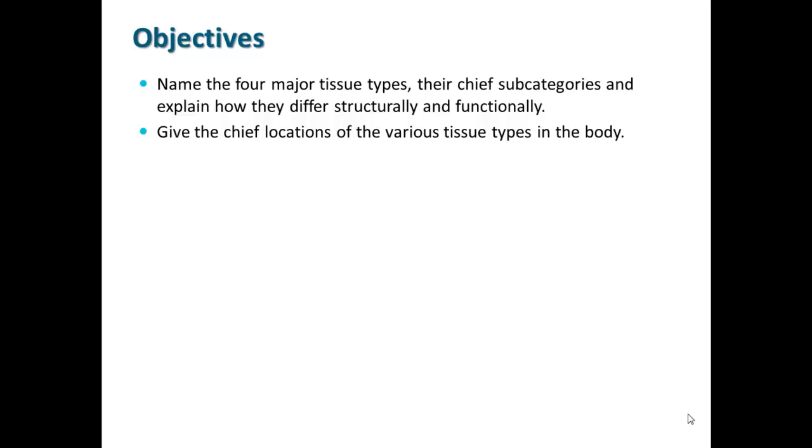Some objectives. It is important to know the four major tissue types, their chief subcategories, and know their general structure and functions, and know where they are found in a more broad general way. As we go through the course, we'll be looking not only at the gross anatomy of structures, but also at their microscopic anatomy, and these basic tissue types and their major subcategories will come up again and again throughout the course.